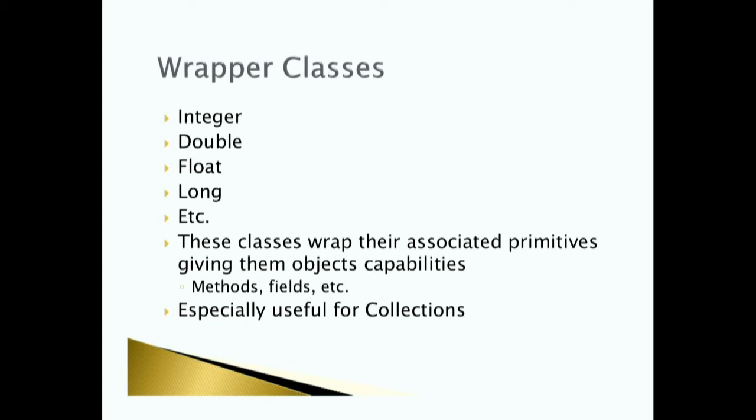But yeah, they just wrap up their associated primitives, especially useful in collections, like what I was saying, where you have an array list of integers. You can't say an array list of just int. You can only use classes with generics, so you have to say array list of Integer and then pass in the integers to that. Everyone good?